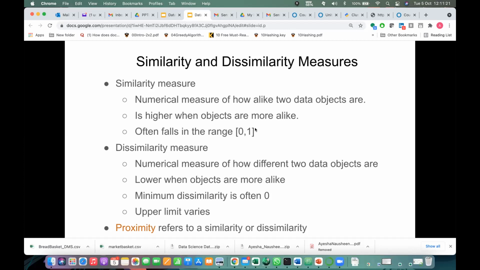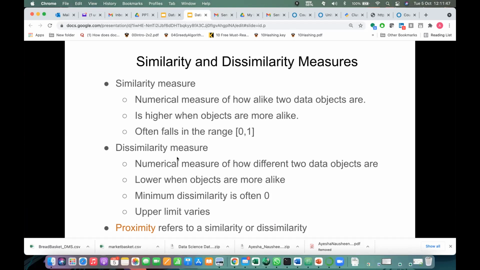It often falls in the range of 0 to 1. So usually when they measure similarity, they use the scale 0 to 1. So 1 means they are almost the same, they are same. 0 means they are completely different. So any value between that, something like 0.2, means 20% of the nature of those two objects is the same, something like that we can understand.